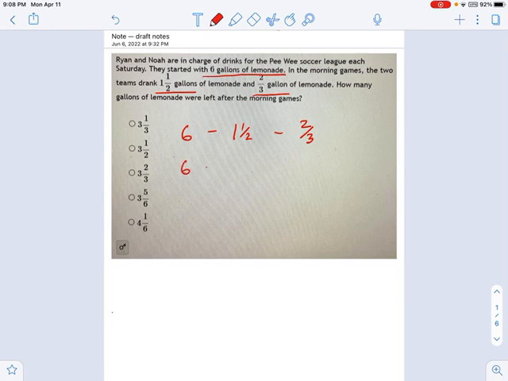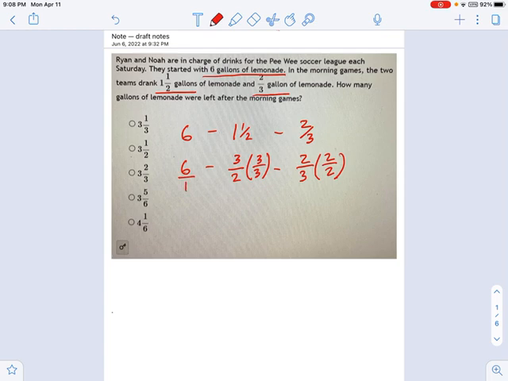First, change these mixed numbers into fractions that are called improper fractions. They're heavier on top than on bottom. So we've got 6 minus 3/2 minus 2/3. And now we think, what's the common denominator that I need to subtract all these fractions? Well, it's going to be 6's on the bottom. This one has to get multiplied by 3/3. This one on the right gets multiplied by 2/2. See how those are both going to have 6 in the denominator?